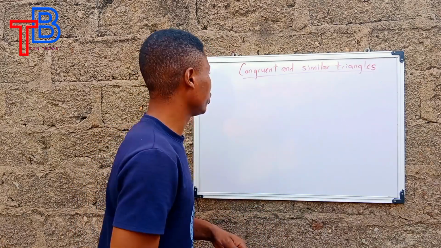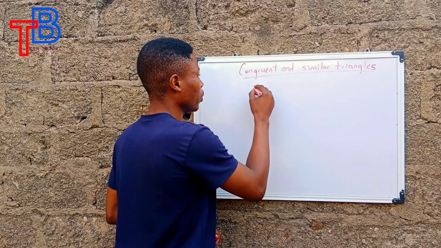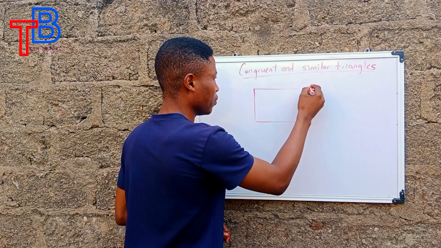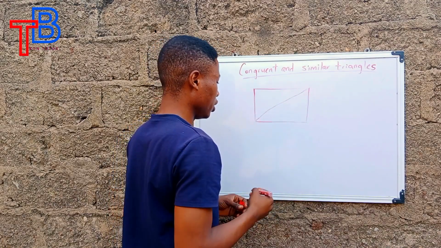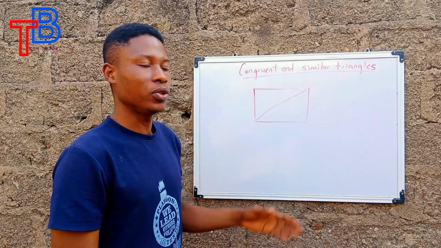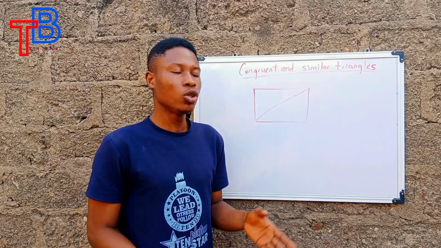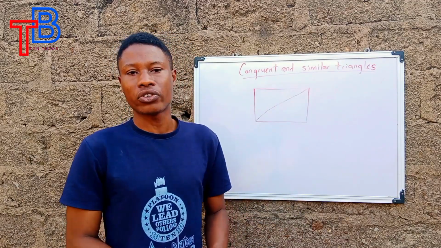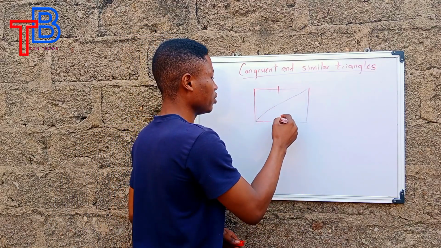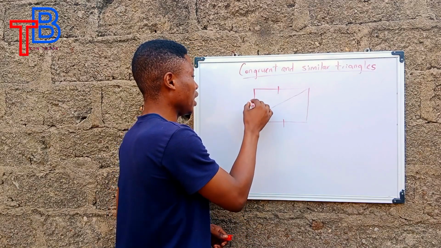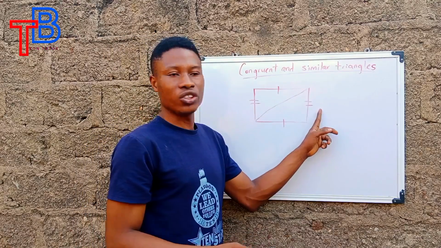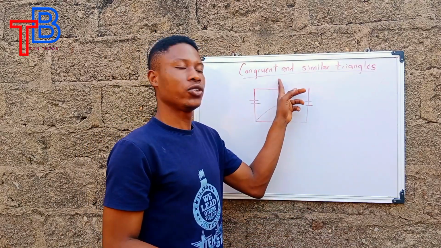If we're talking about congruence of a triangle, let's say we have a rectangle with a diagonal drawn across the rectangle. You will notice that this gives you two different triangles. And you will notice that the line here is equal to the line here, and the line here is equal to the line here.